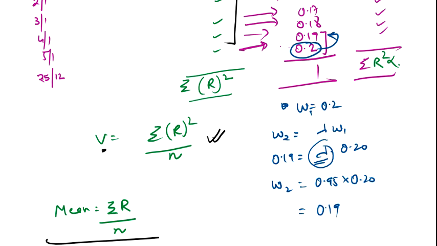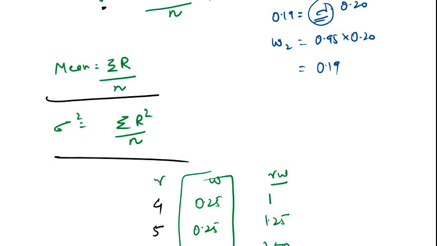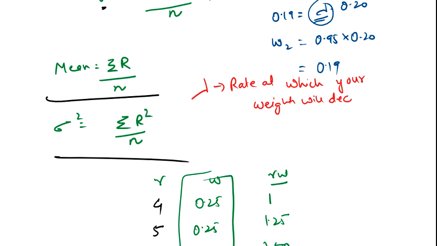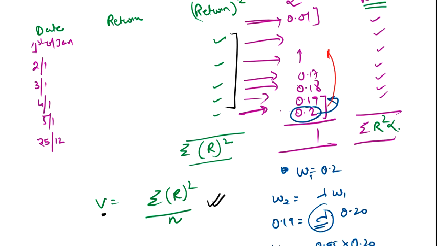What is lambda? The lambda is the rate at which your weights will decay. Again, try to understand. What is lambda? Lambda is the rate at which your weights will decay. You can see that your weight is decreasing. Now you need to find out the rate at which you are going to decrease the weight. So that rate is actually lambda.